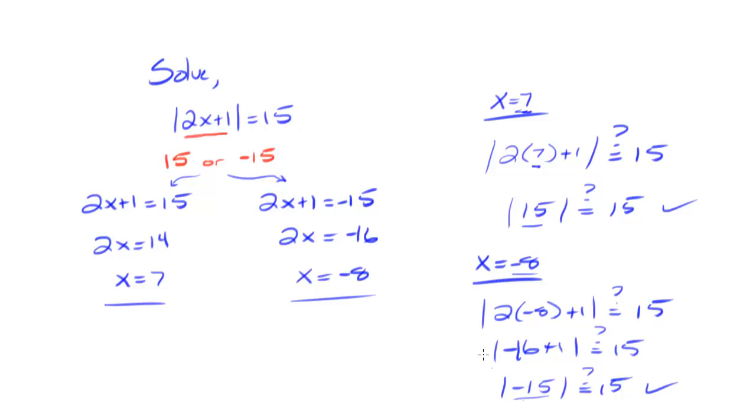So that's the method. We solve these two separate equations right here, setting the expression inside the absolute value equal to the value outside, 15 or negative 15.